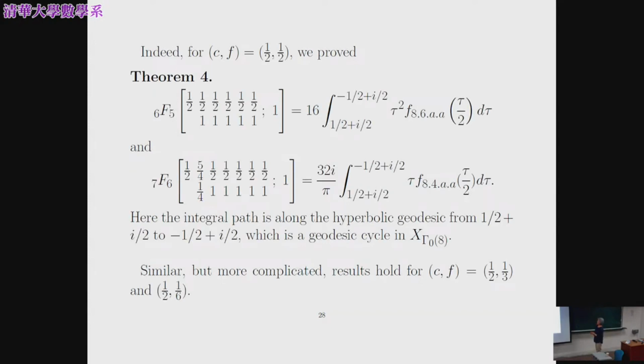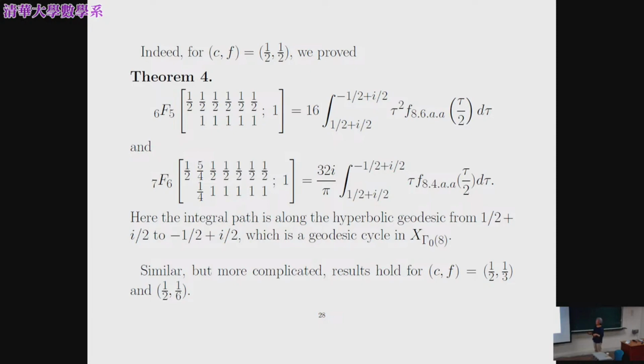But we multiply by tau squared. To say that it's a period, we identify the form, and we also identify the closed path. The closed path is from 1/2 plus i over 2 to minus 1/2 plus i over 2. This is a hyperbolic geodesic. It is a closed curve for the group gamma naught 8. So that is a period.